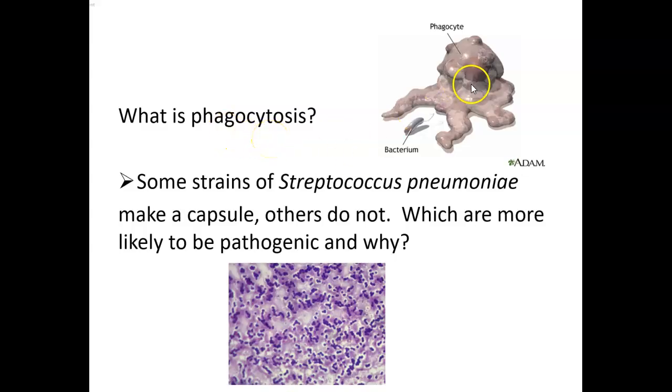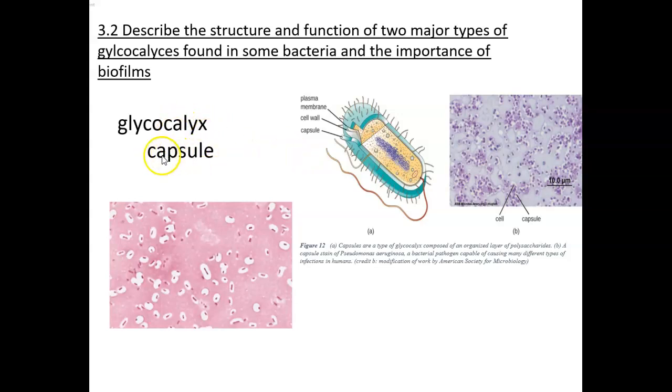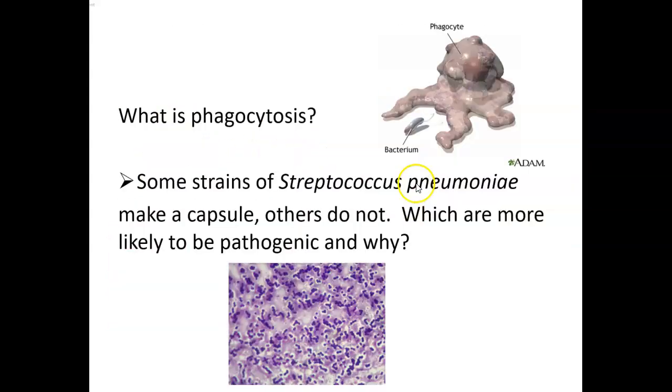Hopefully some of you remember that some of our white blood cells are called phagocytes. You might remember the neutrophils and the macrophages are phagocytes. The phagocytes are white blood cells that actually engulf and surround bacteria. So here's a phagocyte that's coming in to surround that bacterium. But by having a capsule, the phagocyte just doesn't recognize the bacteria as easily as it would if there was no capsule. So when you ask, what's the function of a capsule? It helps the bacteria avoid the immune system by avoiding phagocytes.